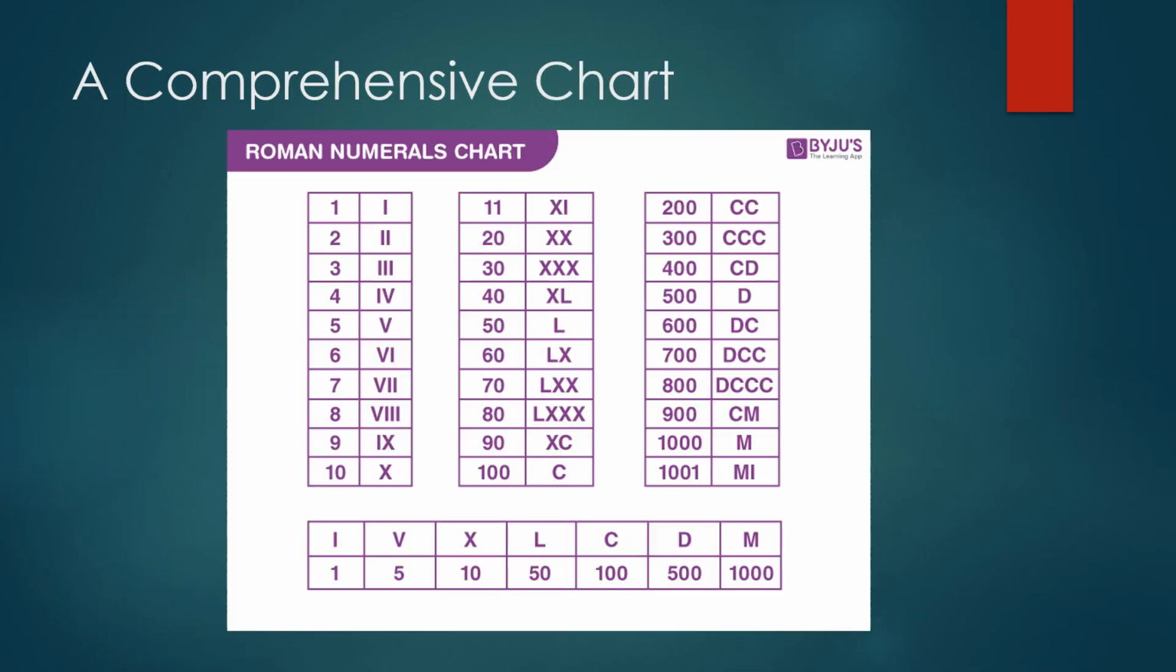This is a comprehensive chart to show the symbols that are used to portray or convey the numbers in our Hindu-Arabic system. Really, you only need this one right here. As long as we have these base symbols and then we remember the rules that associate with the values of 4 and 9 in each place value, we can then write any number that we want in Roman numerals that we can write in Hindu-Arabic. What we're going to do now is we're going to practice that.